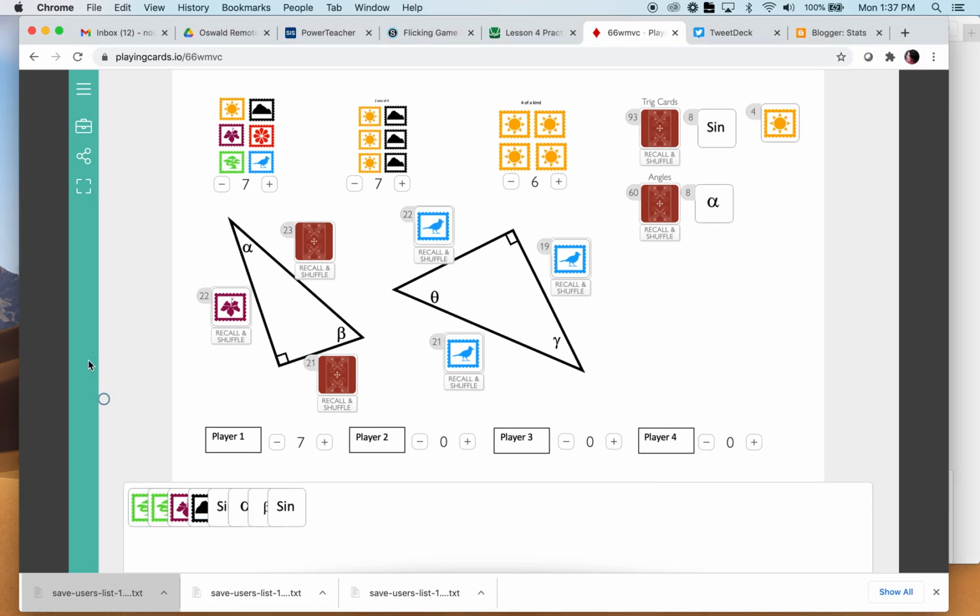All right, player 1. Oh, gotta turn these over. Let's see here. Both are sine, alpha and beta. I'm going to go with sine of alpha. That gives me this red that I didn't have before. That way, maybe I can start working on that one. Okay. Oop, not there.